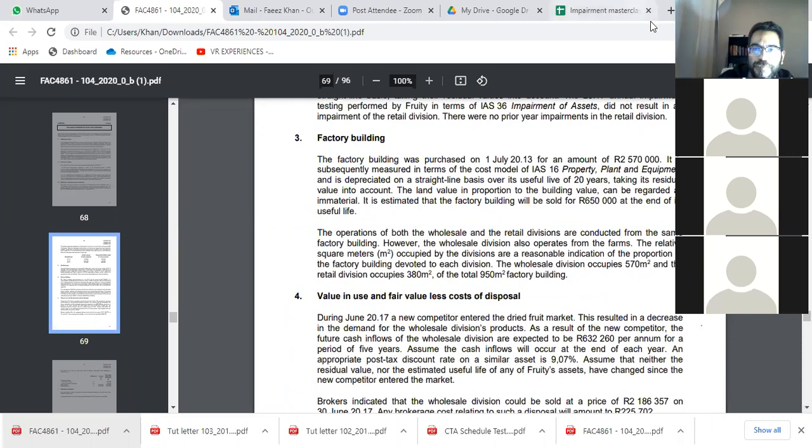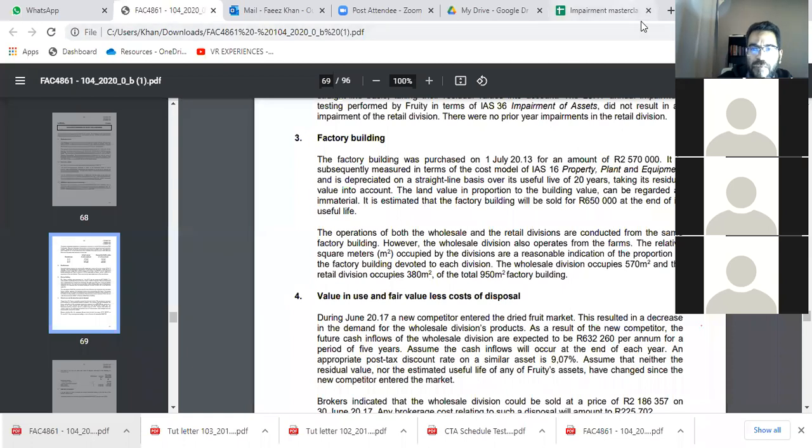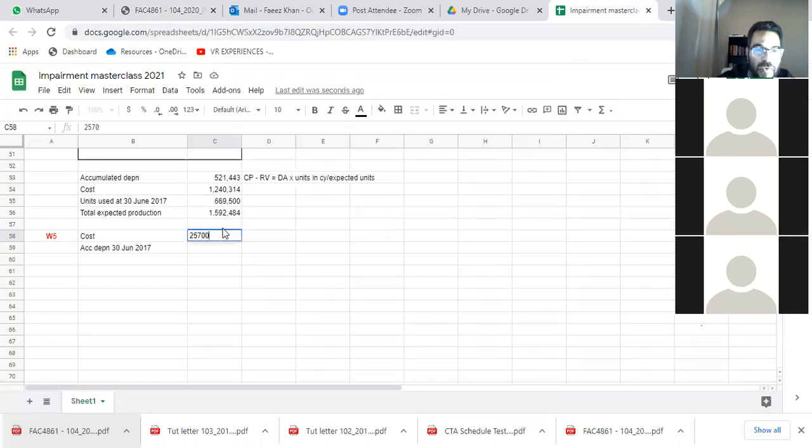So we set up the same format: cost, accumulated depreciation, and carrying amount at 30th June 2017. Cost price was given at 2570. We need to work out accumulated depreciation, and this is going to give us the carrying amount at 30th June 2017.